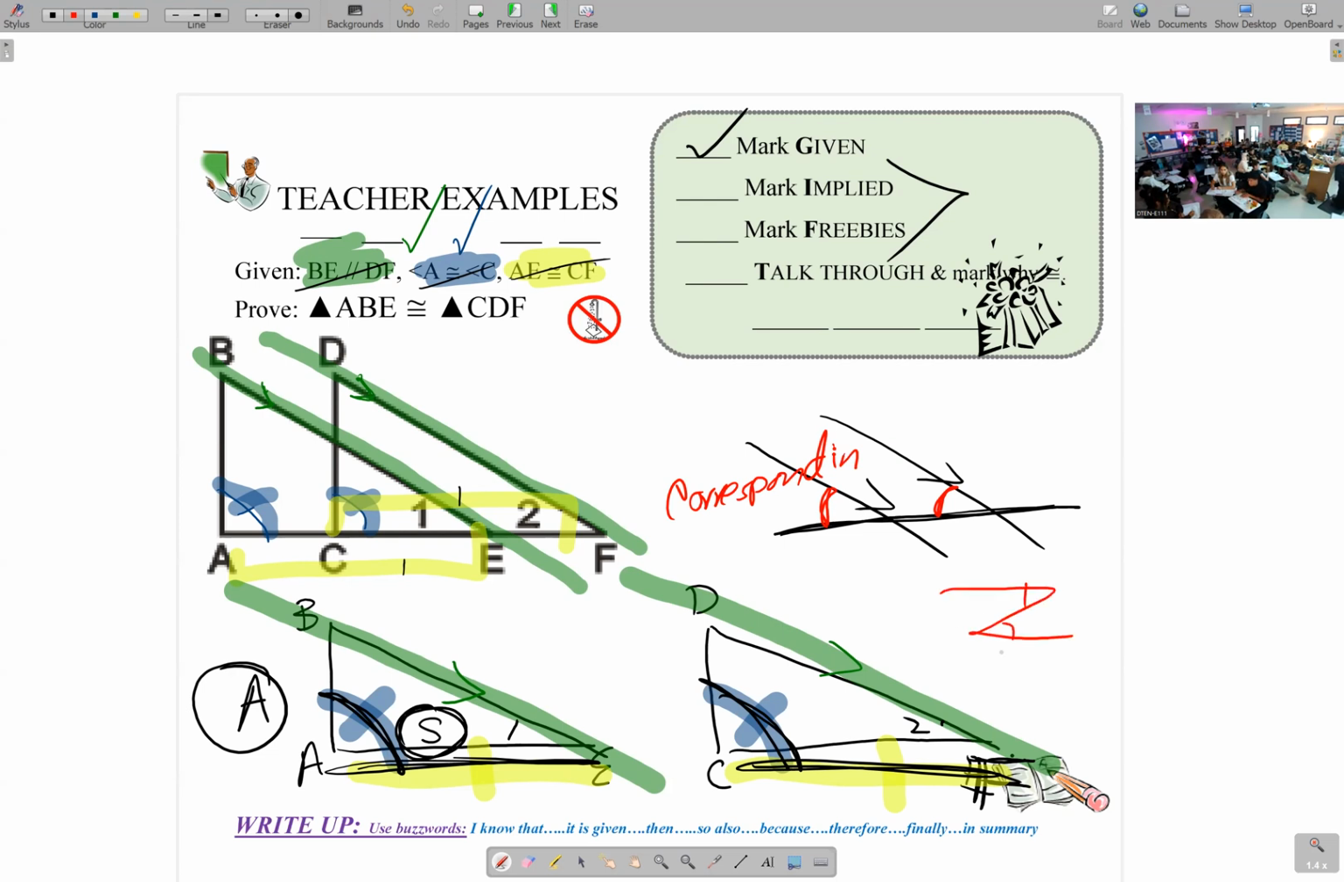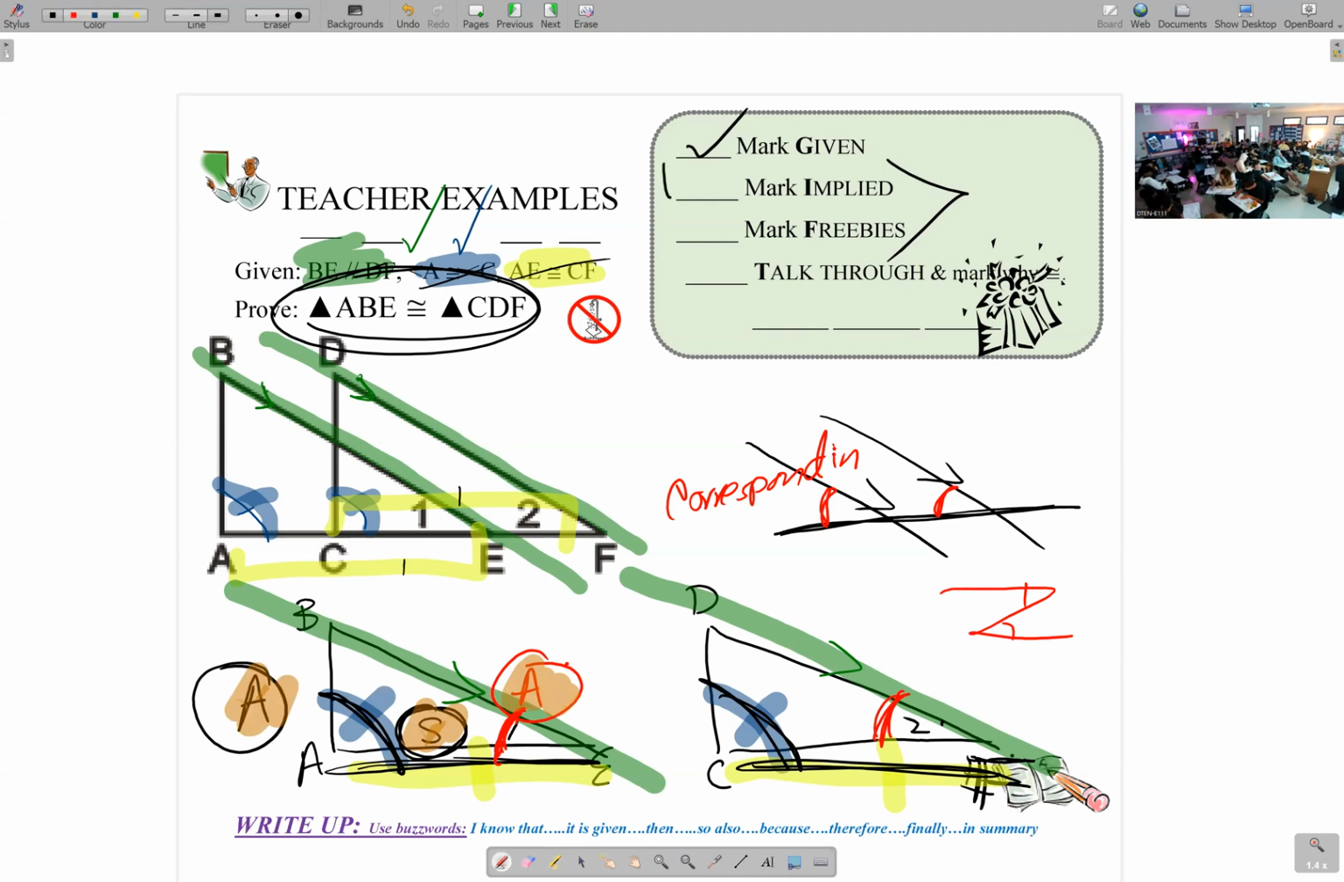Also watch out for armpits of the Z anytime you have parallel. So that means this angle is also congruent to this angle. When I pause, you say sides or angles. Right now we have a pair of angles. Okay. We're trying to prove these triangles are congruent. We already have our answer. What shortcut?